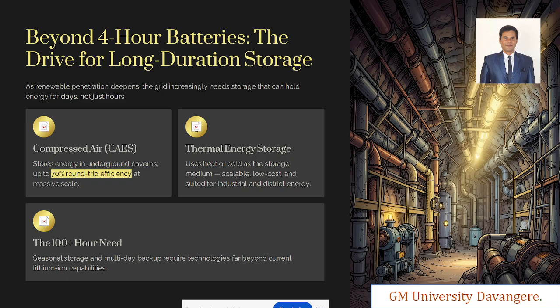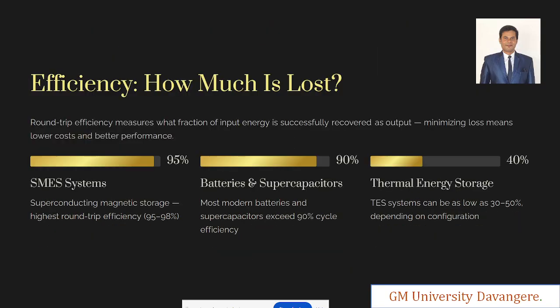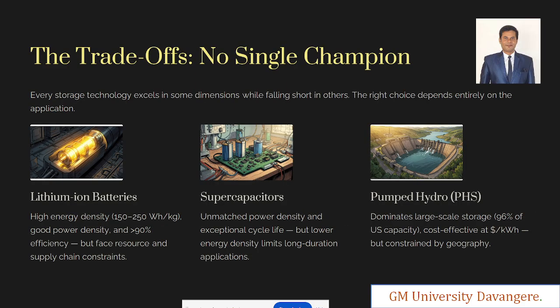And when you talk about thermal energy storage, as I told, the power is very, very less in thermal energy storage. Efficiency will be around 40%. Yes, 40% efficiency will be there. That is why thermal energy storage has very, very low efficiency. Everything depends upon the configuration, how you design the complete system.